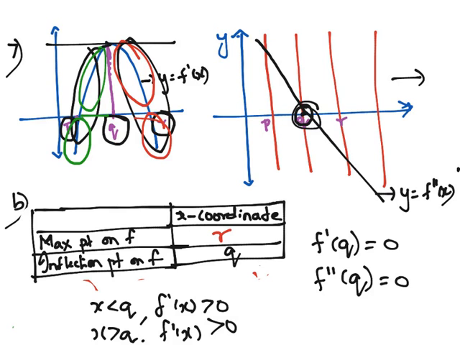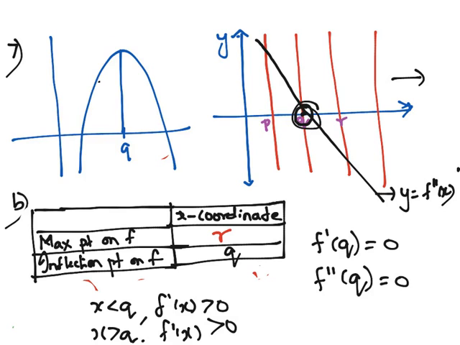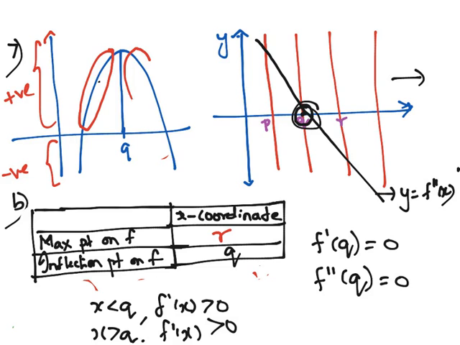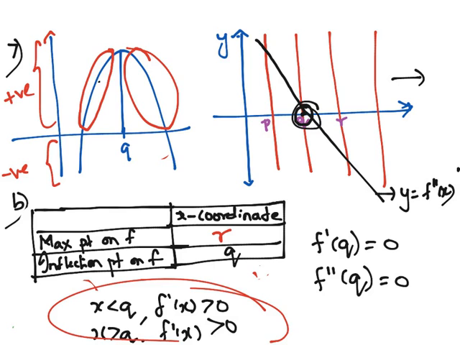So let me draw the figure once more. Now you can see in the graph, before q, f dash of x is positive, because this is the positive side of f dash of x, and this is negative f dash of x. And after q also, f dash of x is positive because it lies above the x-axis. So that is why we have q as the point of inflection.